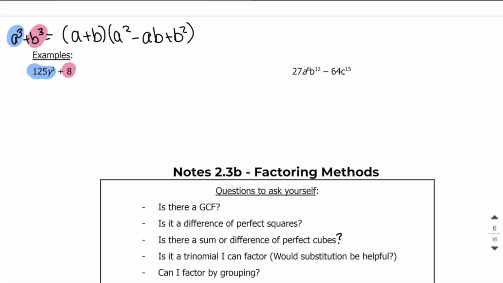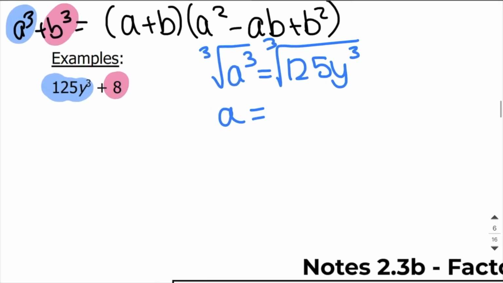So here, if we know that a cubed is 125y to the power of 3, then we can cube root both sides. The opposite of cubing is cube rooting. So I would get a equals, and then right here, the cube root of 125 is 5 because 5 multiplied by itself 3 times gives me 125. And then the cube root of y to the power of 3 is just y.